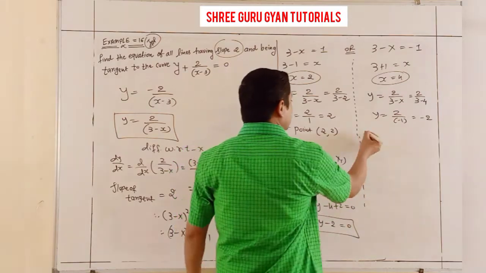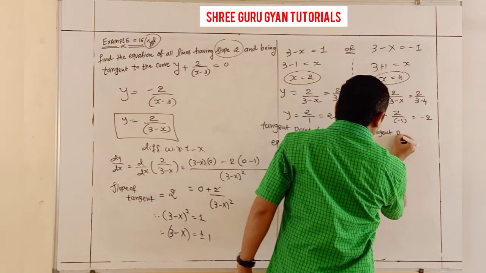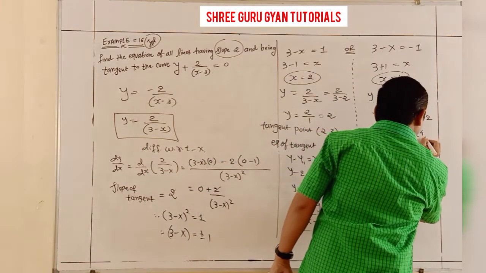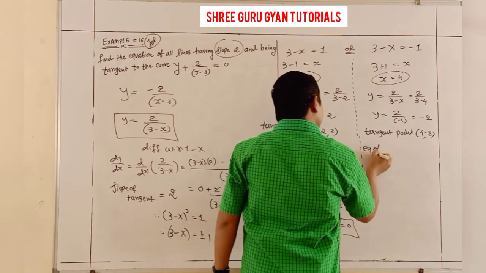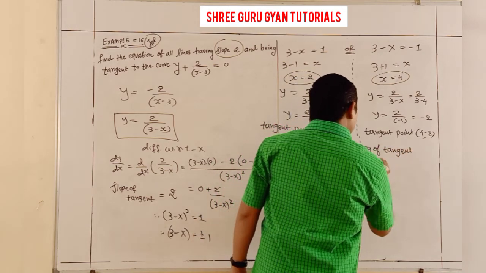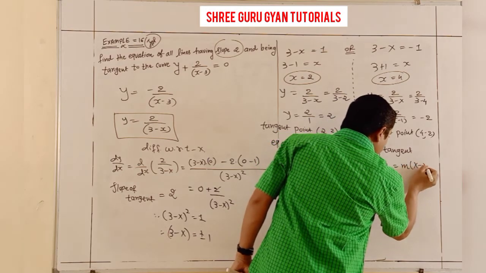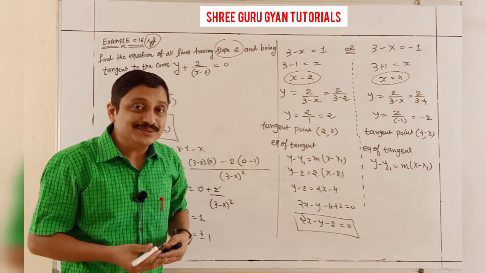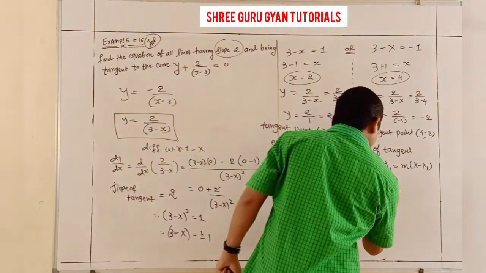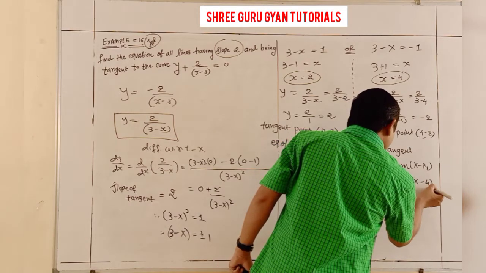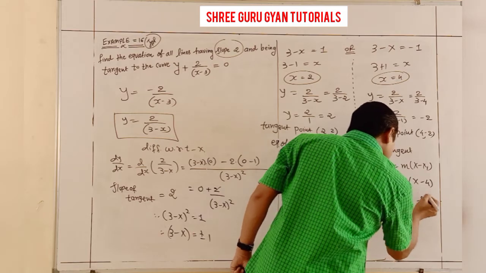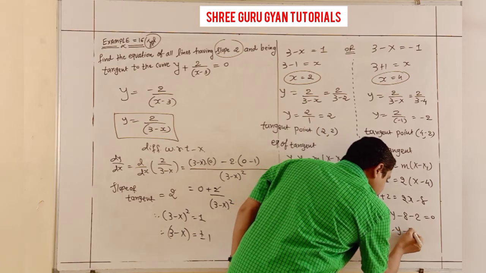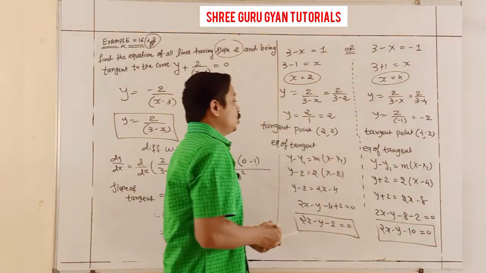Same, students, here the tangent point in the other case is also true: x is 4, y is minus 2. So it is 4 comma minus 2. And the same applies here, the equation of tangent y minus y1 equals m times x minus x1. The slope is 2, passing through 4 comma minus 2. So students, here y minus (minus 2) is equal to 2 times (x minus 4), slope is 2 and x1 is 4. So y plus 2 is equal to 2x minus 8. So 2x minus y minus 8 minus 2. You get the final answer, the equation of tangent here: 2x minus y minus 10 equals 0.